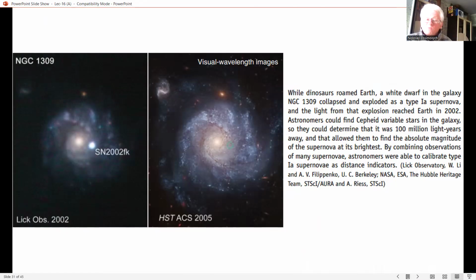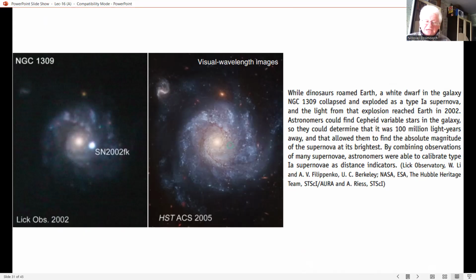Studies show that type 1A supernovae, those caused by the collapse of a white dwarf, all reach about the same absolute magnitude at maximum. By finding Cepheids and other distance indicators in nearby galaxies where type 1A supernovae have occurred, astronomers have been able to calibrate these supernovae. For example, a type 1A supernova was seen in 2002 in the galaxy shown in this figure. Astronomers were able to find Cepheid variables in that galaxy and so could find its distance. Then they could calculate the absolute magnitude of the supernova at its brightest.